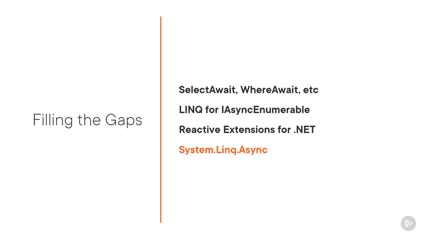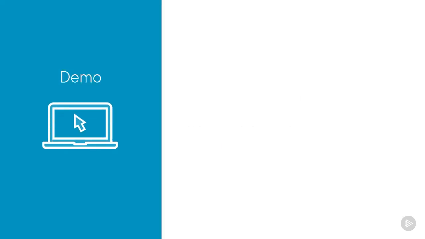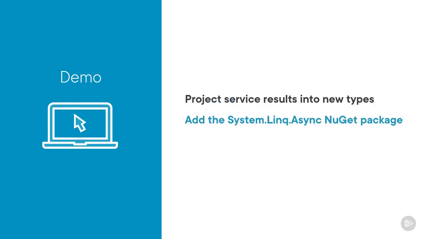Now let's get back to Carlos and see how he uses this package in order to add a feature that would otherwise be very hard to implement. Carlos needs to add URLs to the feed results, but the domain service has no knowledge of the API. And so he needs to project the service results into new types. To do that, he needs LINQ methods, which are not natively implemented on IAsyncEnumerable. And so he adds the System.Linq.Async NuGet package. And while this package gives him a lot of power, he's careful not to abuse it.